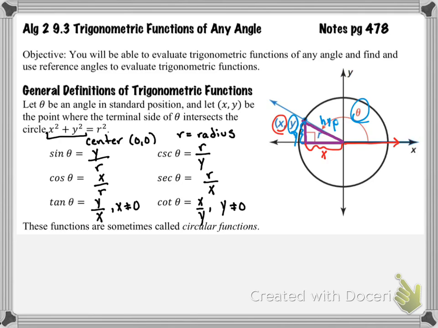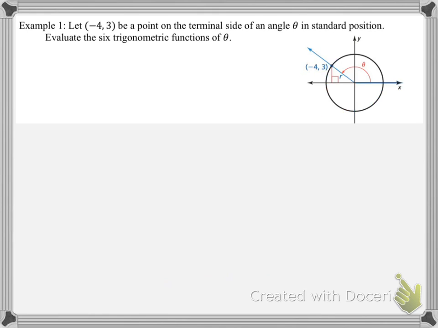All right, so we sometimes call these functions circular functions. They're sometimes called the trig functions, which is what we've been using them as. But because of this general definition, we call them circular functions. So now we can use this new definition to find the sine, cosine, and tangent.